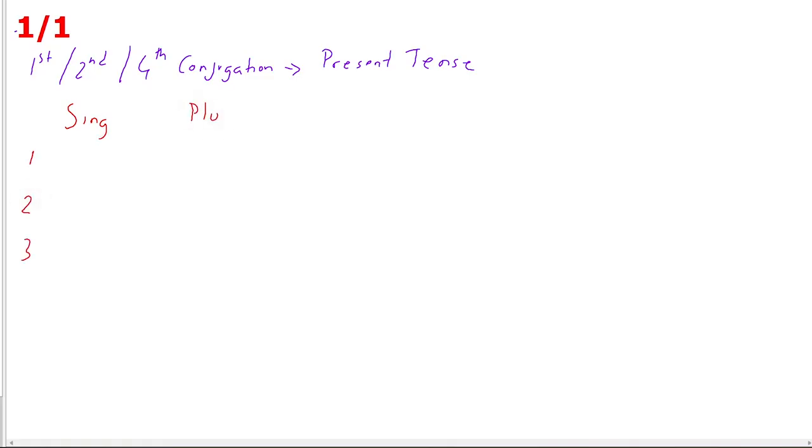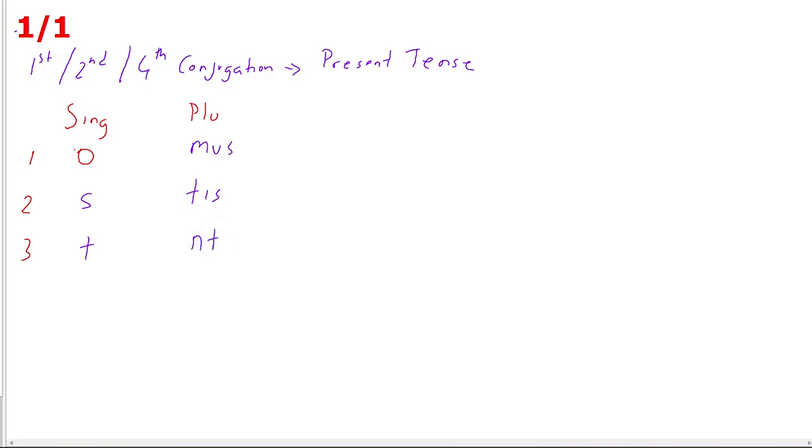So we saw that we were using these endings. For example, for the first person singular, it was O. For the second person singular, it was S. Third person singular, it was T. Then first person plural, it was mus. Second person plural, it was tis. And third person plural, it was NT.